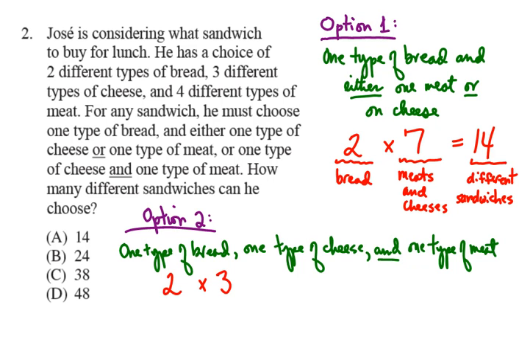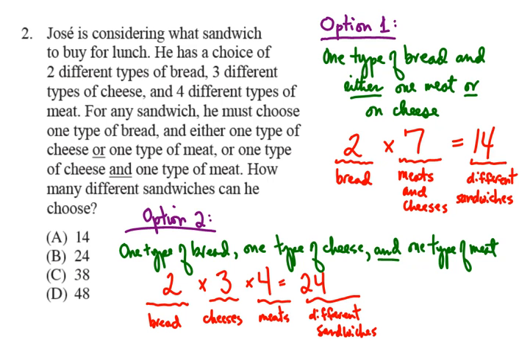But for each of those 6 sandwiches that include a unique bread and a unique cheese, or a different combination of bread and cheese, for each of those 6 choices, you can put in 4 different types of meat into each of those. So you're going to wind up with 6 times 4, or 24 different sandwiches that can be made. And so that leaves 2 types of bread times 3 types of cheese times 4 types of meat, which gives you 24 different sandwich options there.